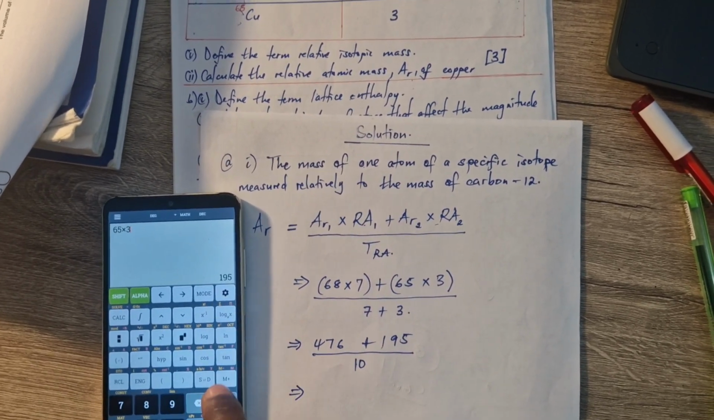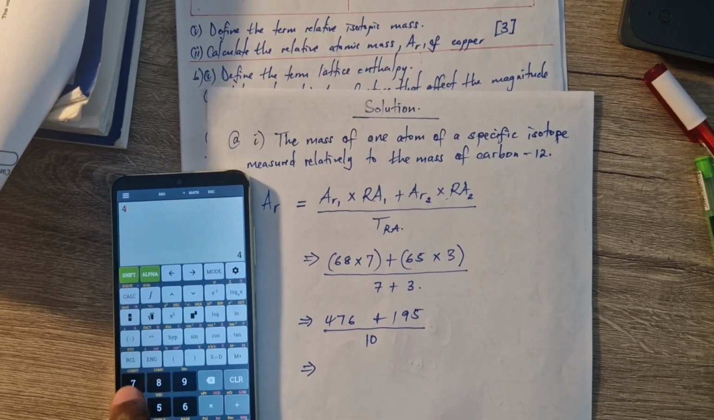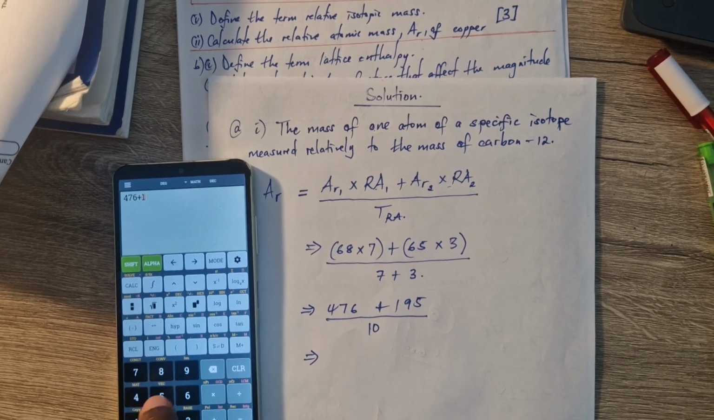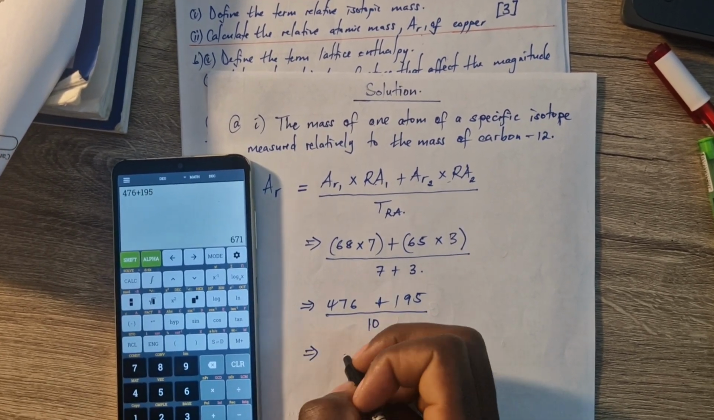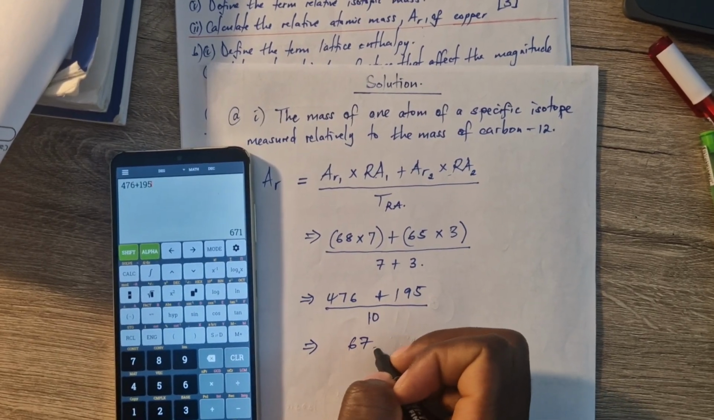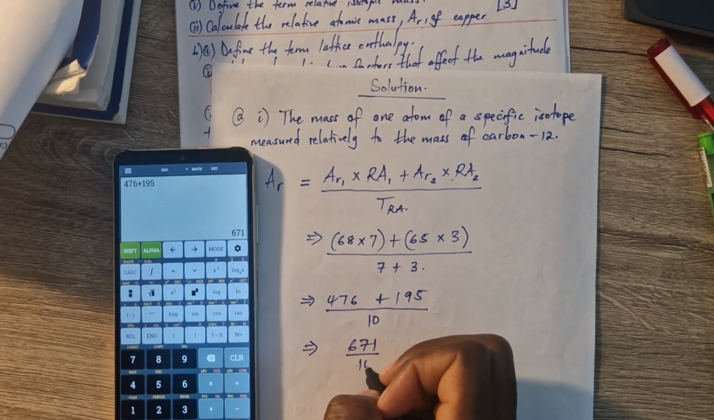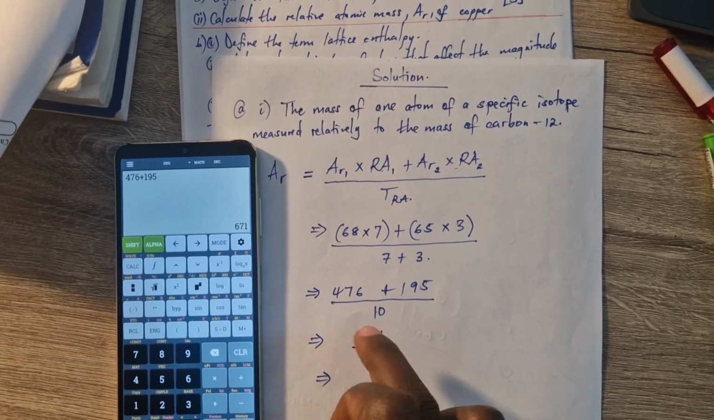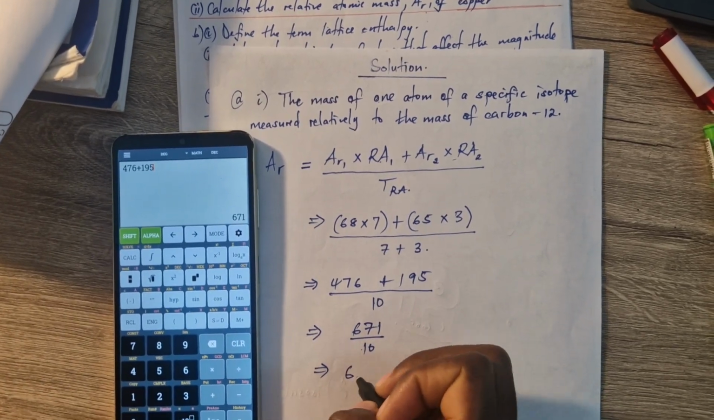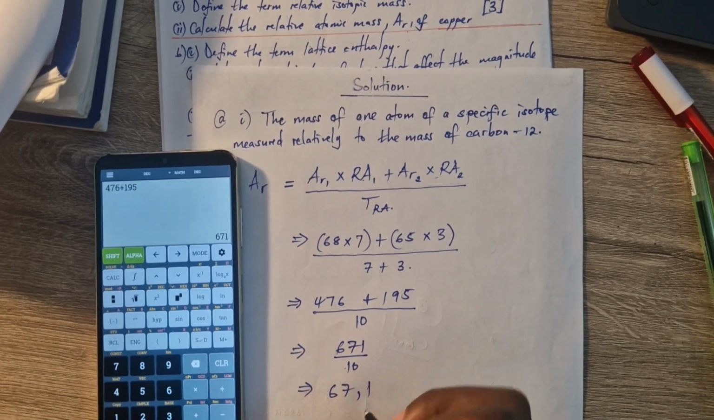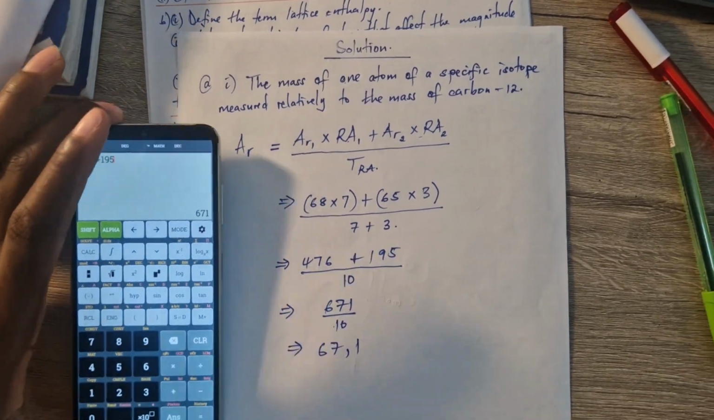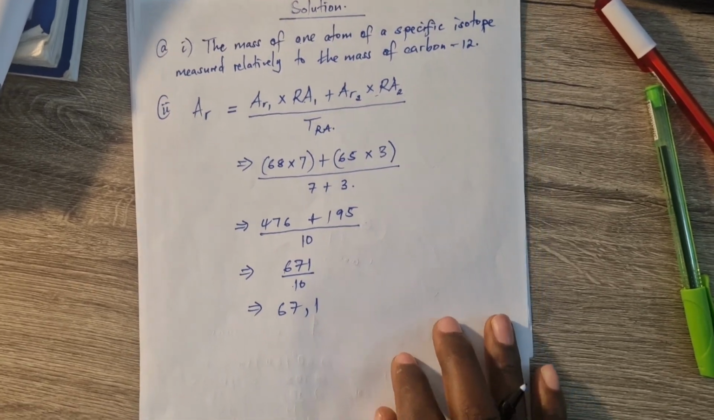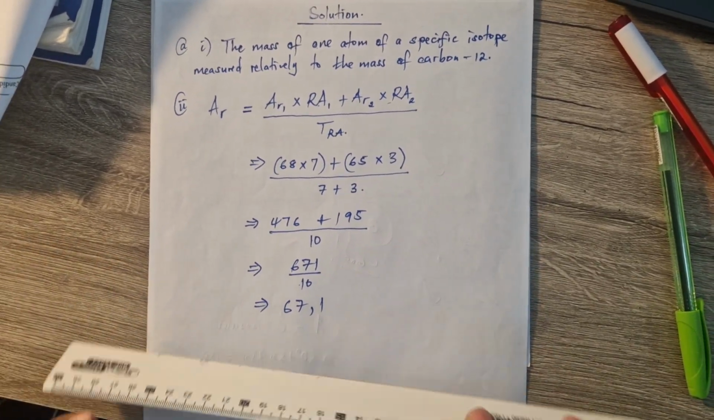So if I add the numerator, 476 plus 195, this gives us 671 over 10. So as our final solution, if we divide this by 10, we get 67.1. So this is the relative atomic mass for copper. So we have managed to answer part 2.